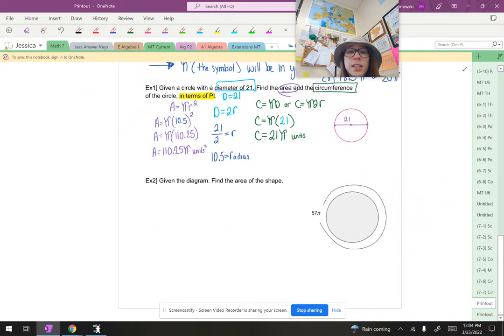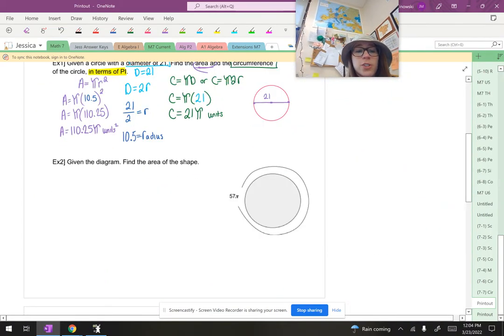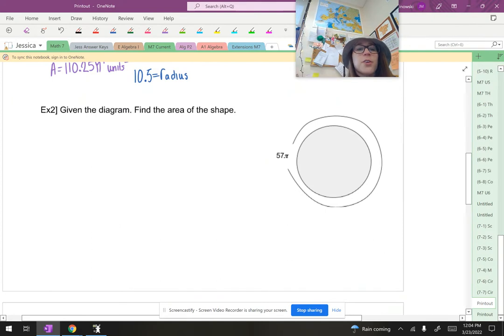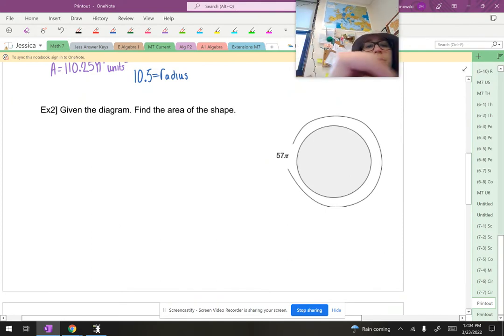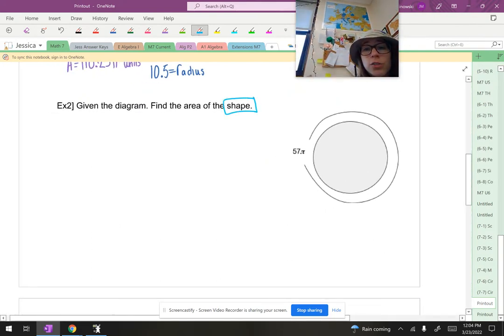All right, a last example on Math 7, 7-8 here. Given the diagram, find the area of the shape. Well, immediately I can tell that the shape is a circle. Yay me. So I'm going to jot down that area formula for a circle, which is pi r squared.